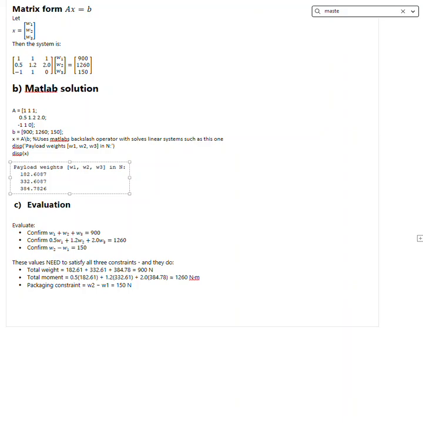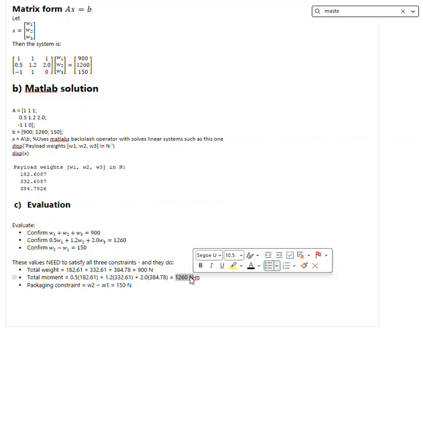the original equations by substituting numbers back in. These need to still hold. So going over the 3 weights adding to 900 newtons, the moments adding up to 1260, and finally the weight subtraction equal to our threshold of 150, and the numbers make sense.